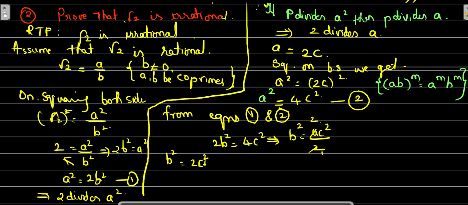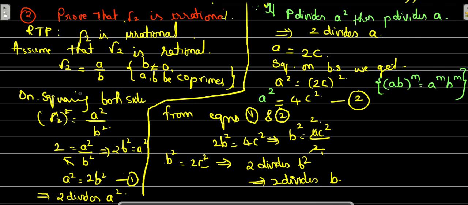It means 2 divides, what does it mean? b square is written as 2 into something, right. It means 2 divides b square. That is, 2 divides b square, which implies 2 divides b. It means, because we have this statement, right, p divides a square, then p also divides a. So, 2 divides b square means 2 divides b.